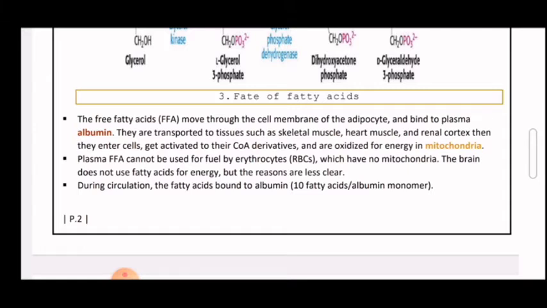There's an important hint you need to know, that RBCs cannot use fatty acids as a fuel. Actually, because they do not contain mitochondria. They only use glucose. Brain cells do have mitochondria, but they do not use fatty acids for energy. Actually, we do not know the reasons.